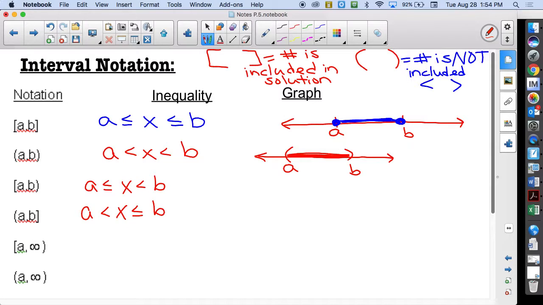So if I'm just using brackets and parentheses, I would have a bracket and then a parenthesis for the third one down. And the fourth one would have a parenthesis with A and a bracket with B. If you choose to use open and closed circles, that's fine. If you still want to go back to the open and closed circle, that's fine.